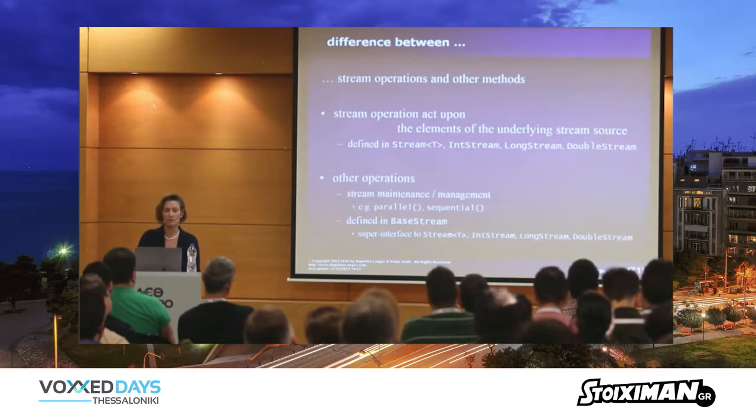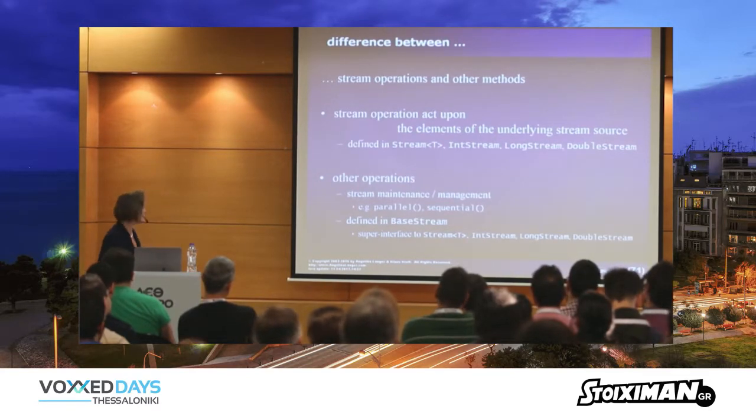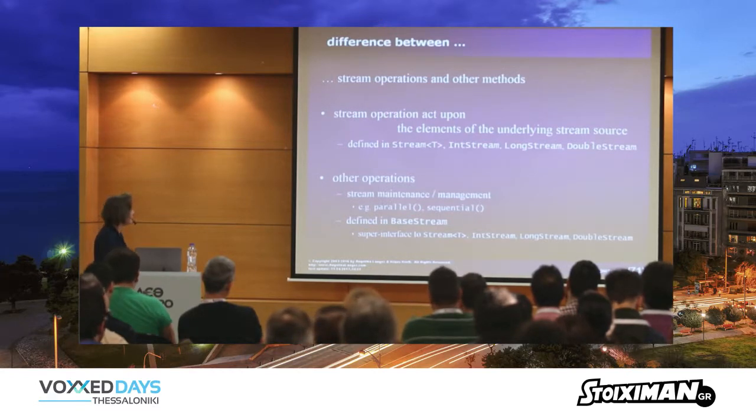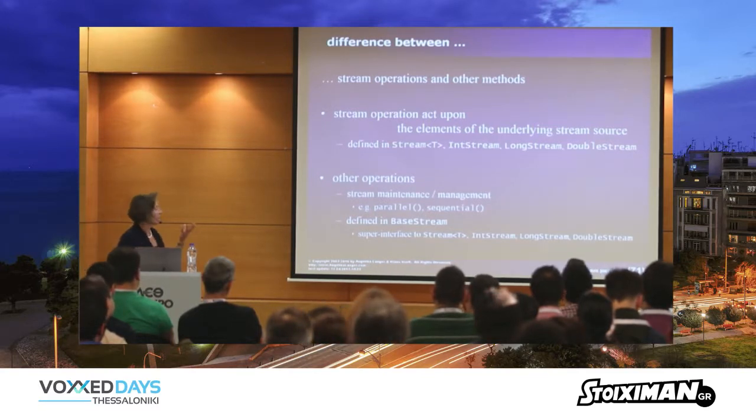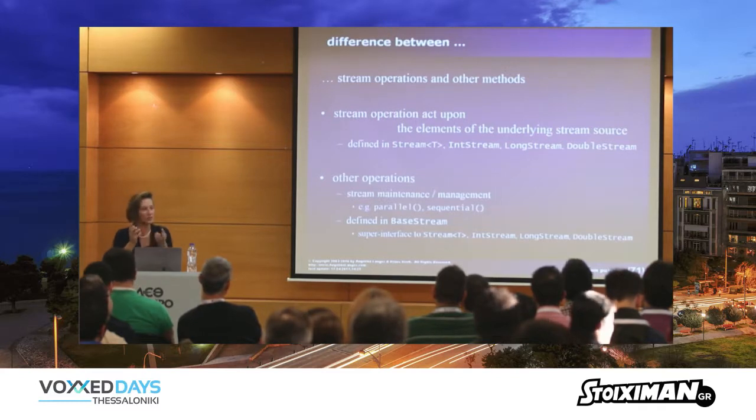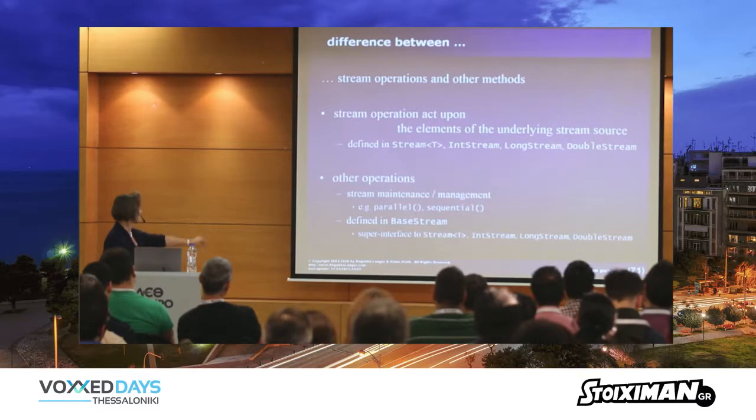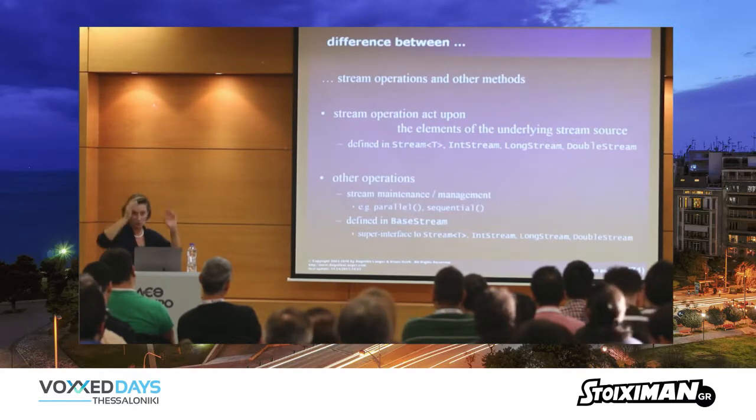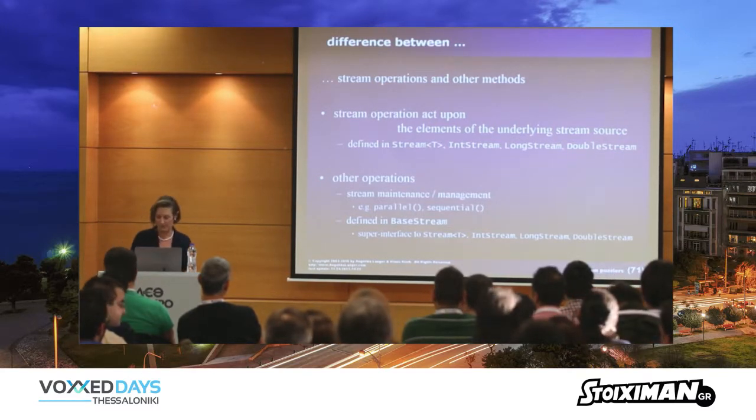Okay. So also you see a difference here between stream operations on the one hand and other methods that are basically maintenance methods. Stream operations are defined in the stream interface, and functions like parallel and sequential that just change some configuration details of the stream itself, they are defined in a class that is called BaseStream. Yeah, it's a super type of all the stream interfaces.